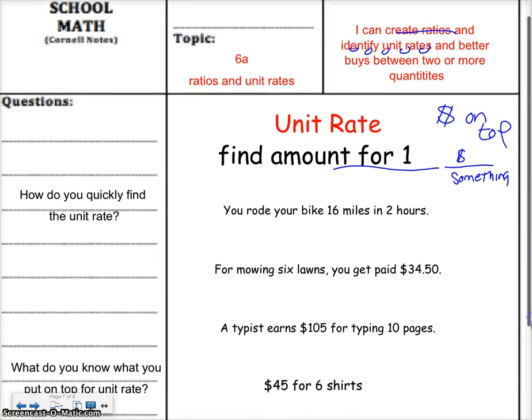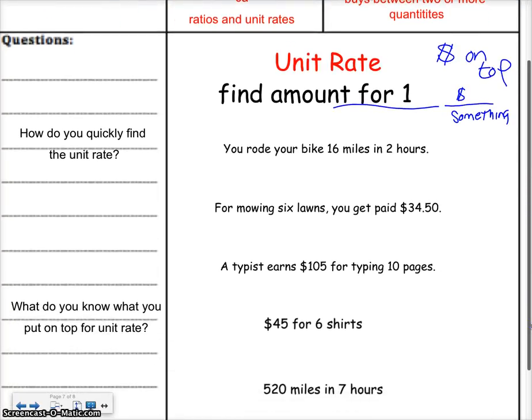Okay, you rode your bike 16 miles in 2 hours. I want to know the amount of one. So I have miles is to hours, don't I? Miles is to hours. Well, if 16 miles in 2 hours, does anybody remember how to find the unit rate?